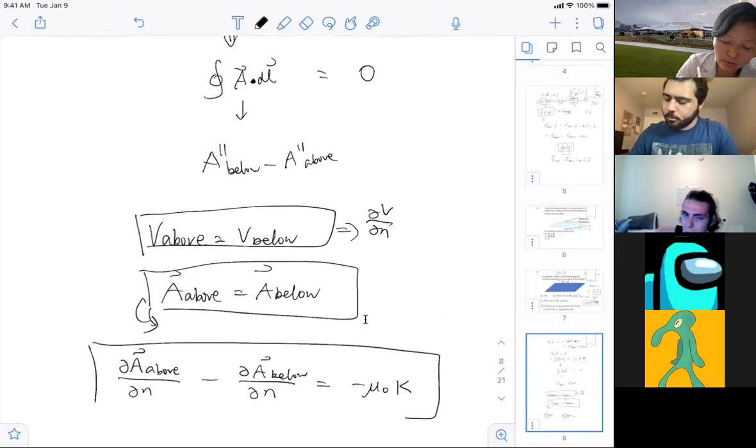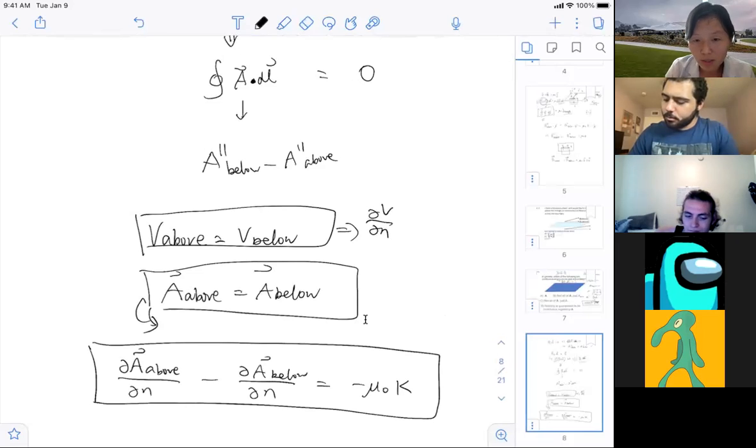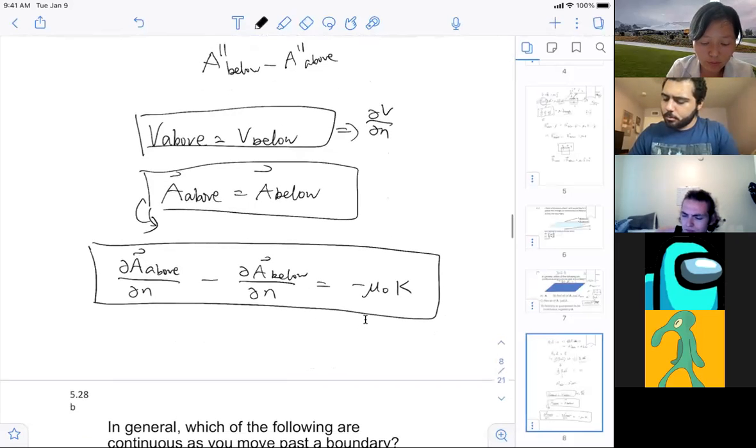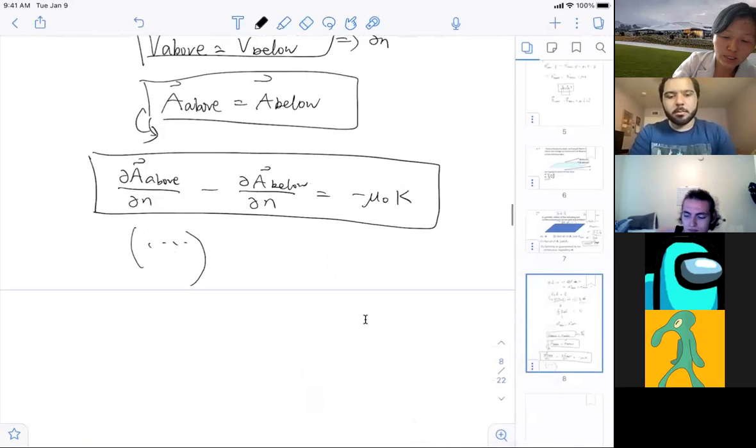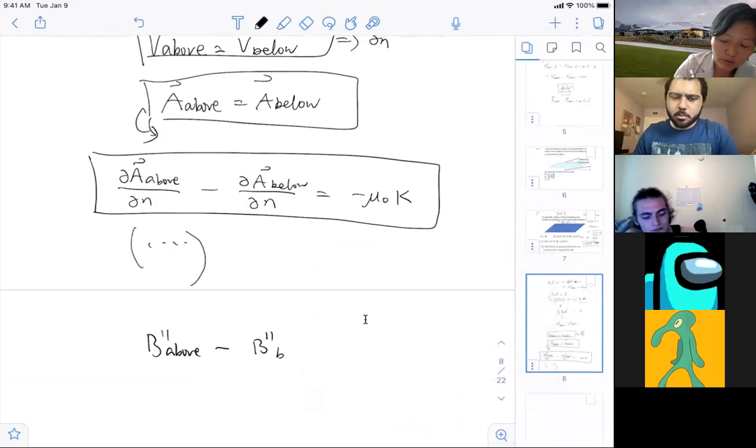Okay, so this is equivalent to the boundary conditions for B, but this is not new. This is represented using the information for the potential. Well, there is a little bit of a derivation here. So let's take a look at the derivation. How do we go from B above minus B below to the derivatives of A?